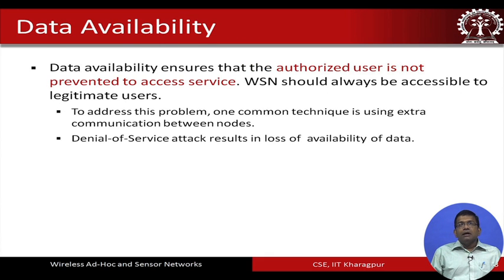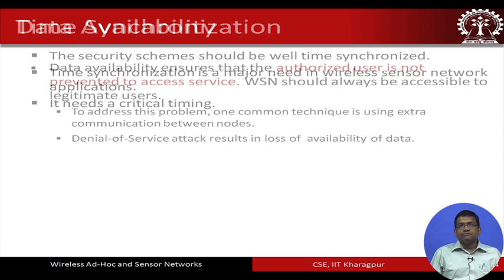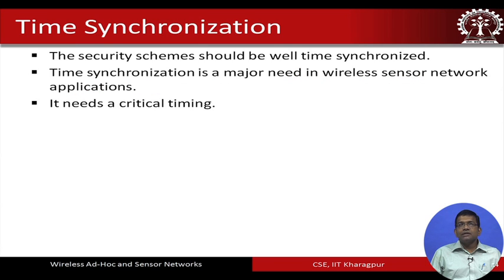Data availability, basically it ensures that the authorized user is not prevented from accessing the service. Okay, the authorized user is not prevented from accessing the service. So, sensor networks should always be accessible to the legitimate users. Time synchronization is very important.